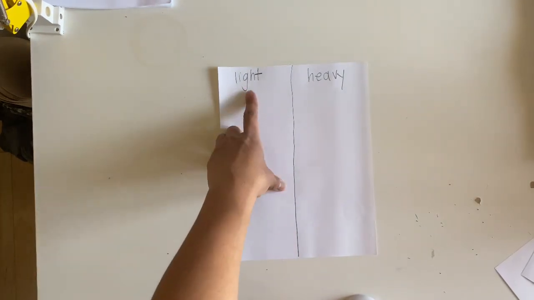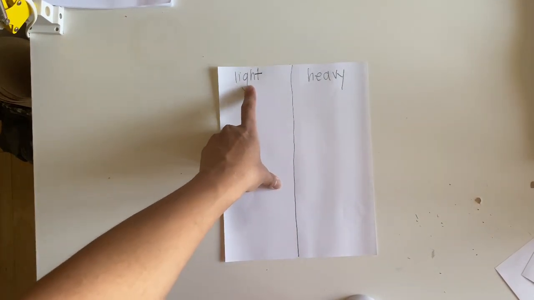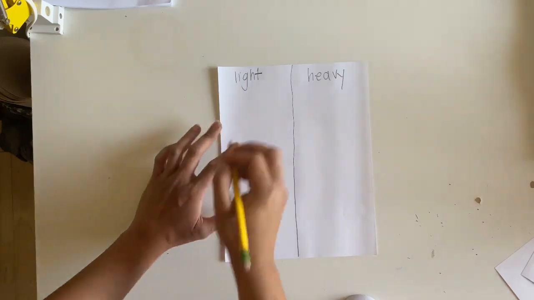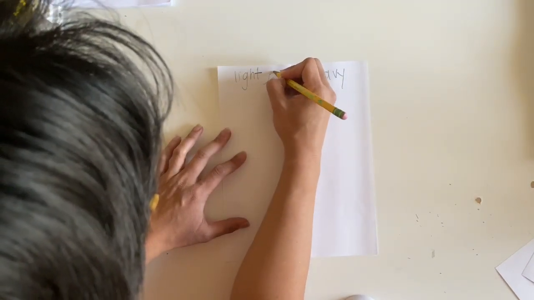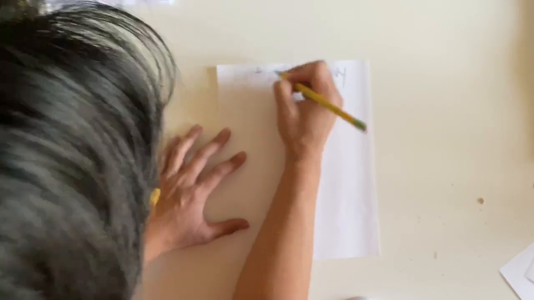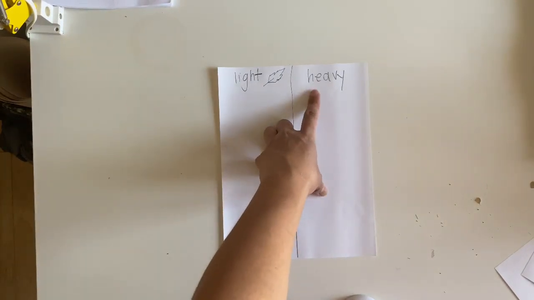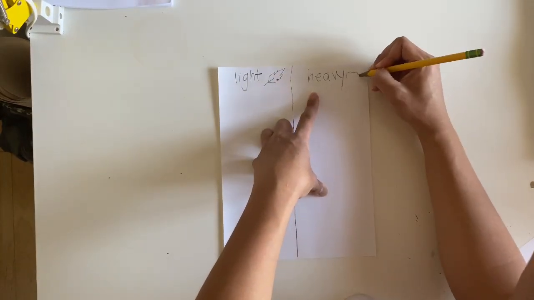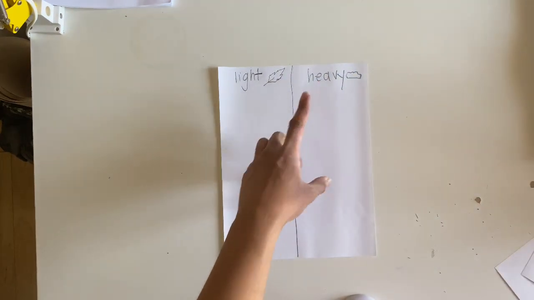And to help you remember the words, you can draw something that's light, like a feather. A feather's light, like a bird's feather. And then for heavy, you can draw a rock. A rock is super heavy, especially a big rock.